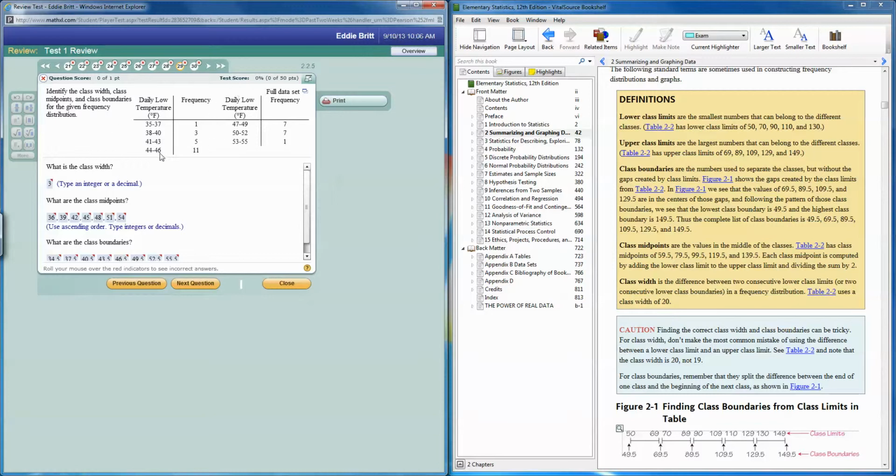Alright, so you add the two together, divide by 2. Add the two together, divide by 2. Add the two together, divide by 2. That's how we get all these class midpoints.